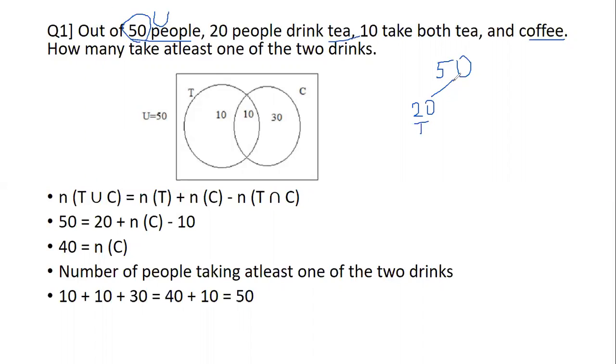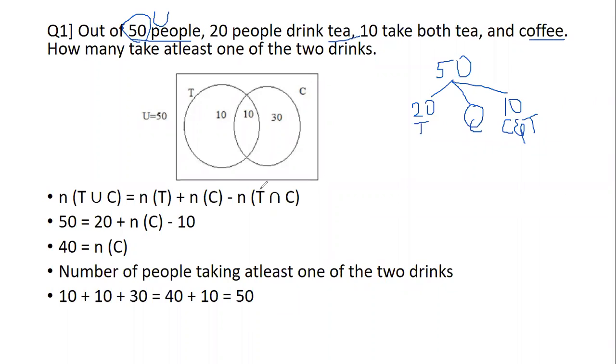And we have another piece of information which says 10 of them drink both coffee and tea. But we do not know how many people drink only coffee. So there is one piece of information which is not given to us directly.